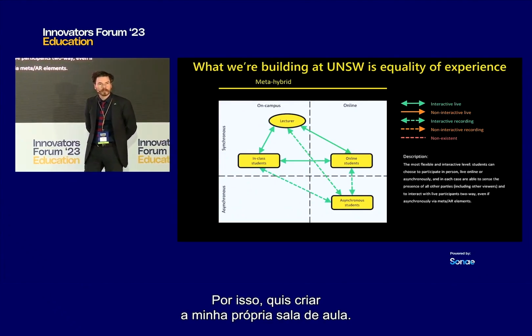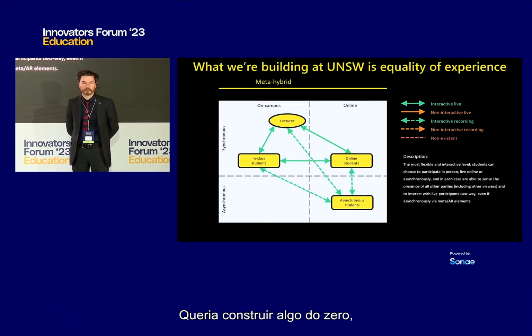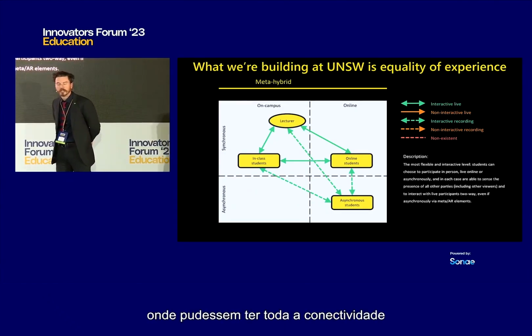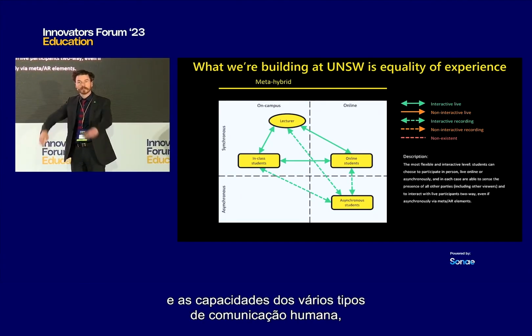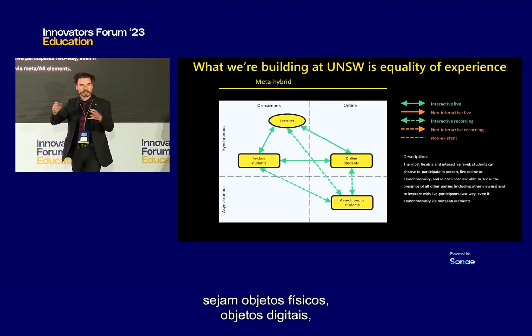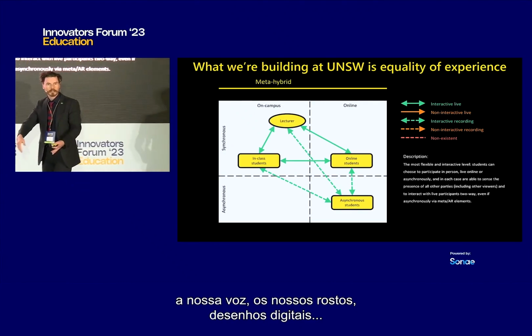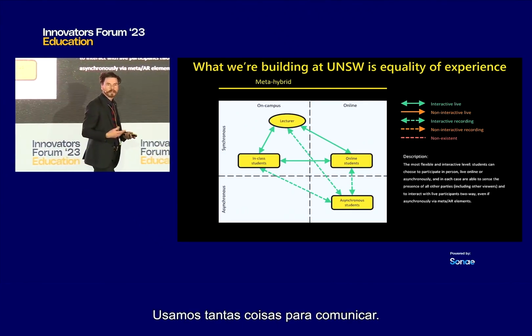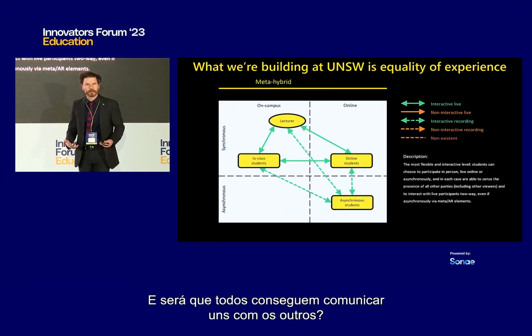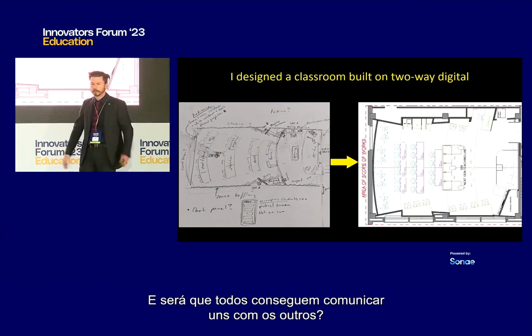So again, I wanted to design my own classroom. I wanted to build something myself from scratch that could have all of the connectivity and all of the bandwidth of different kinds of human communication, be that physical objects, digital objects, voice, our faces, digital inking. There are so many different things that we use to communicate. And can everybody communicate to everybody?